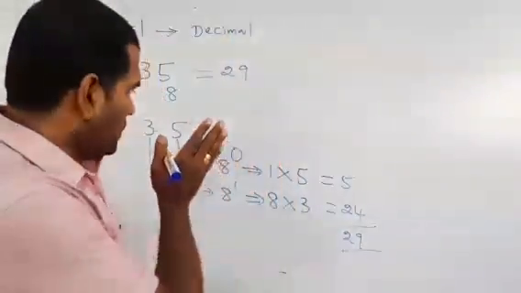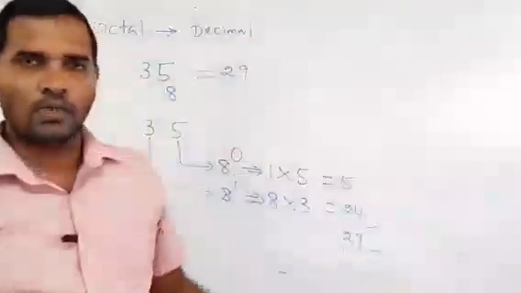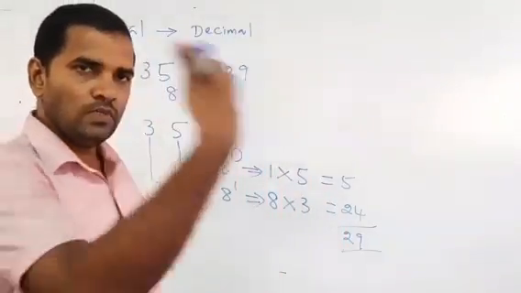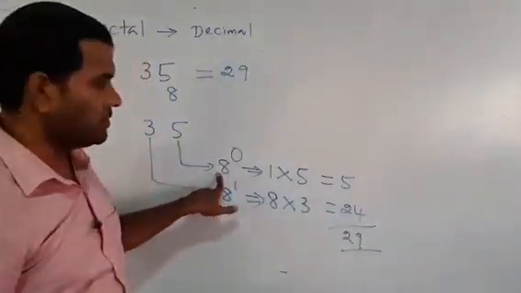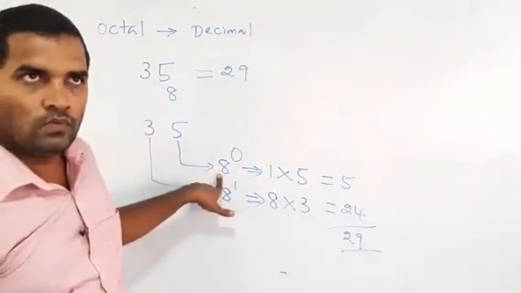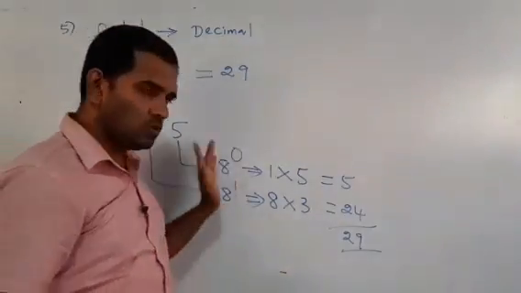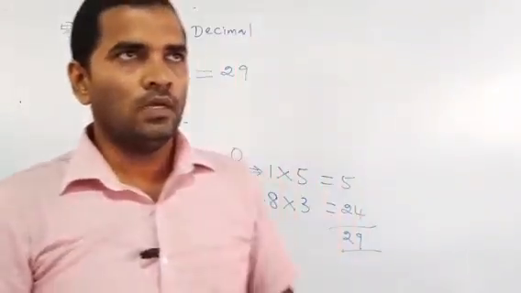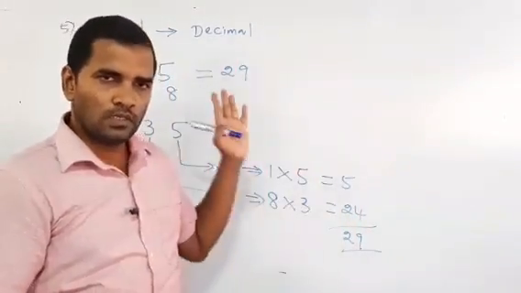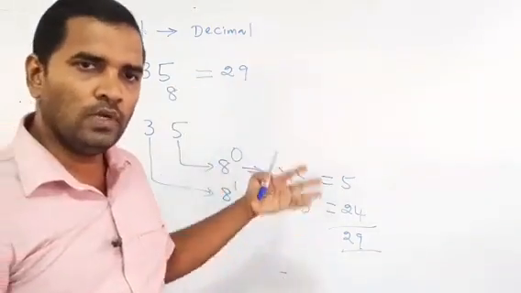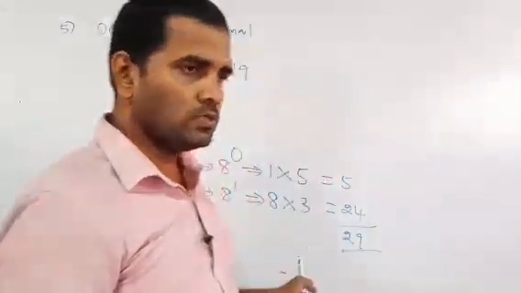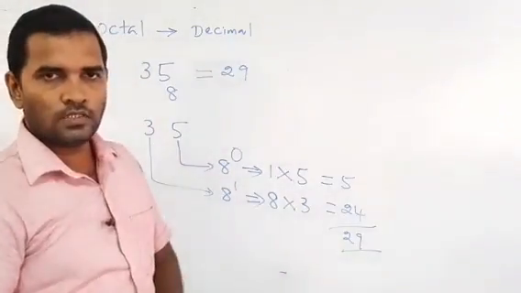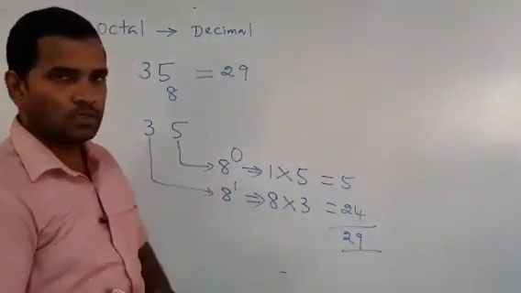So this example and the previous example are the same. The only difference between the previous example and this one is this: here we wrote 8 to the power 0, 8 to the power 1, while there we wrote 2 to the power 0, 2 to the power 1. The reason is very simple. That was binary, so every digit belonged to binary. This is octal, so here we have octal digits. 3 and 5 are octal digits. That's why 8.